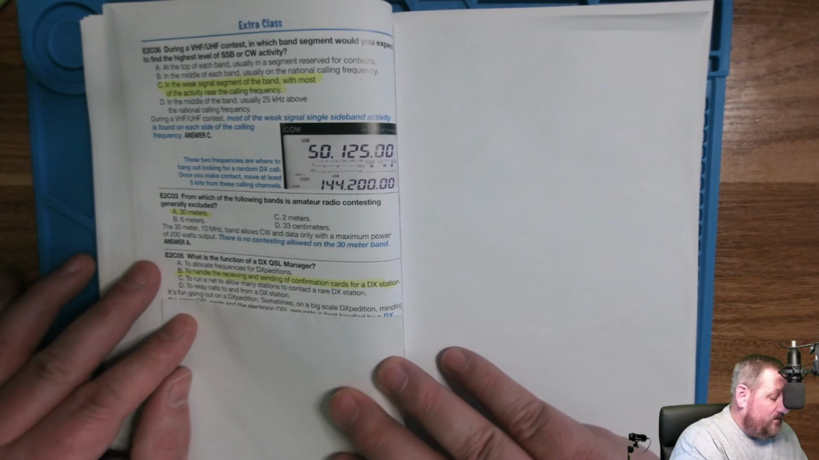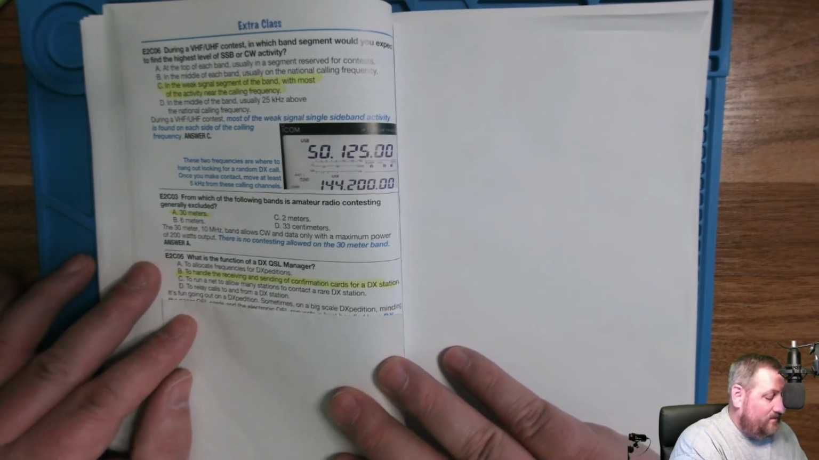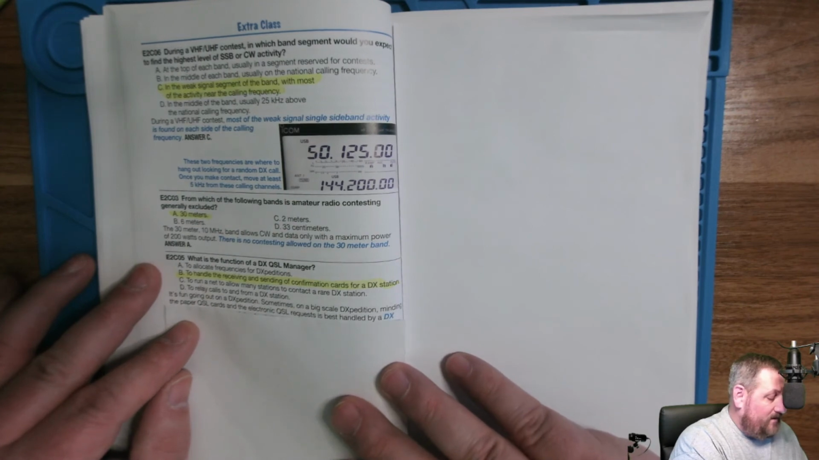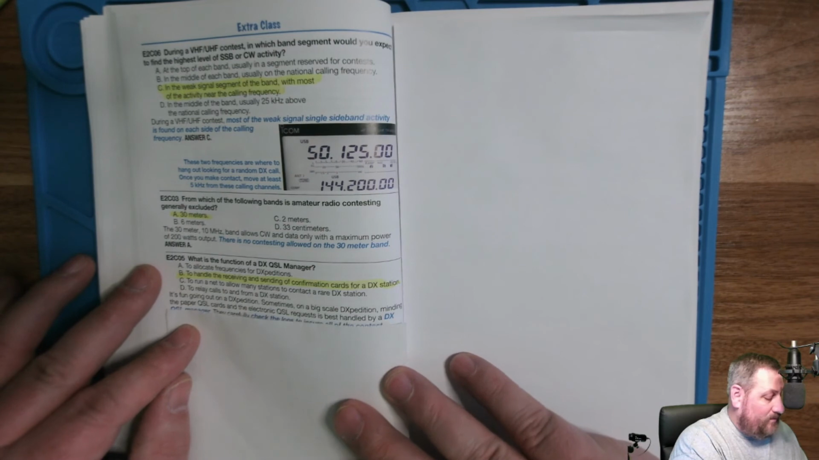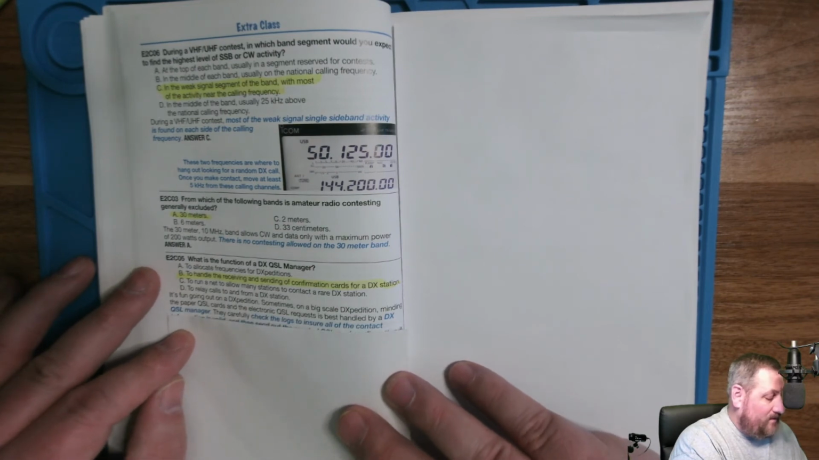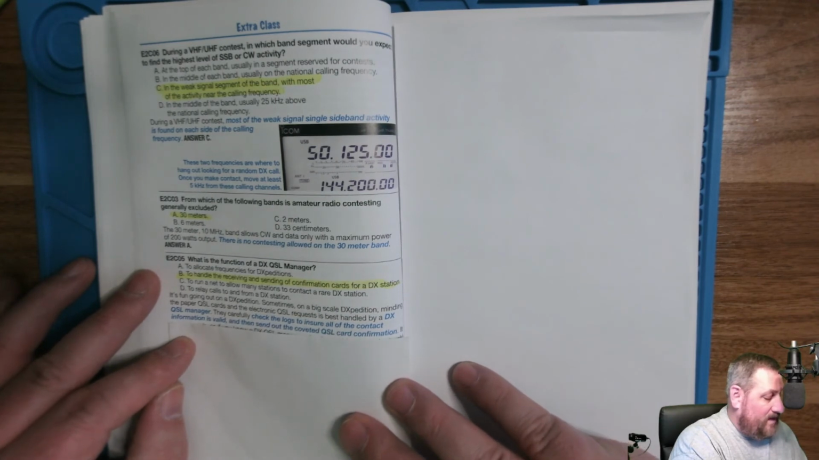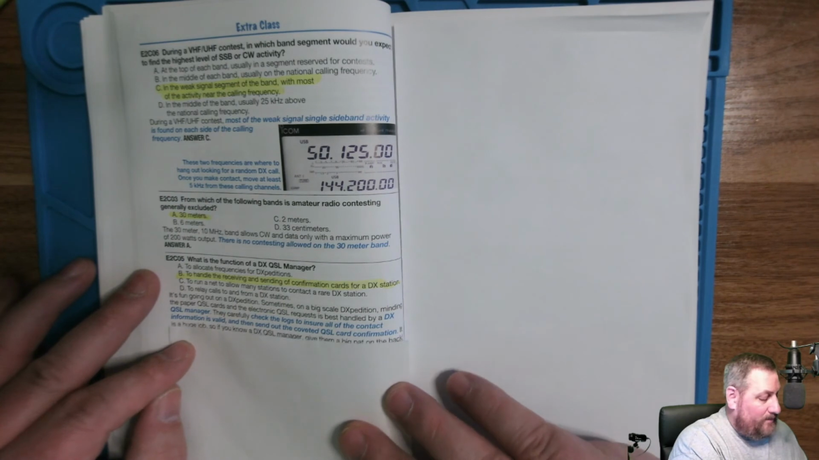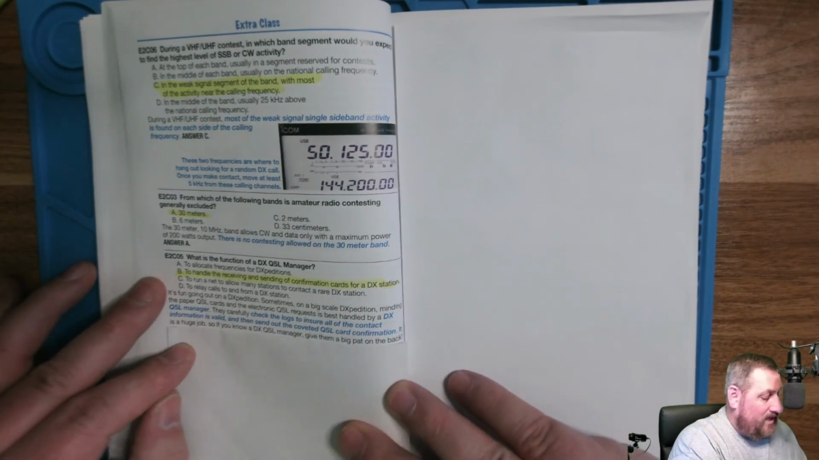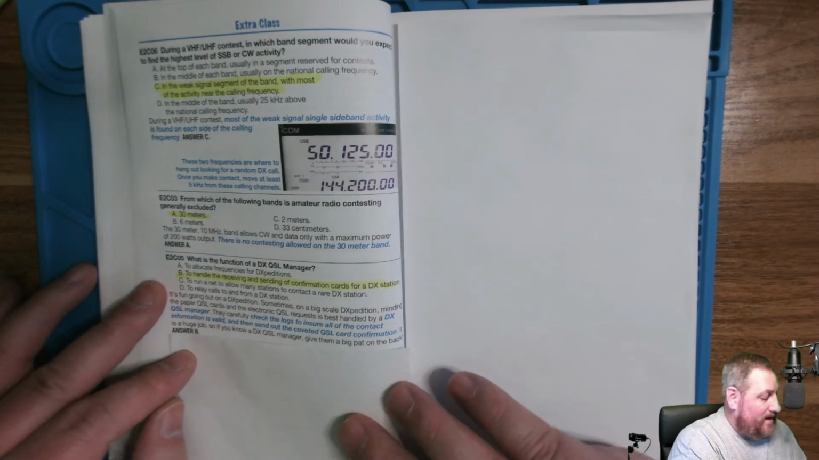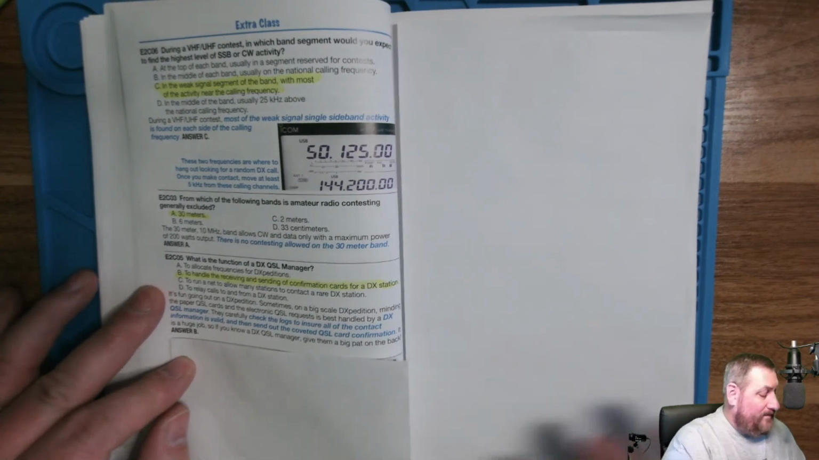It's fun going out on a DXpedition, sometimes on a big scale DXpedition. Minding the paper QSL cards and the electronic QSL requests is best handled by a DX QSL manager. They carefully check the logs to ensure all of the contact information is valid and then send out the converted QSL card confirmation. It is a huge job, so you know, a DX QSL manager, give them a pat on the back. Answer is B.